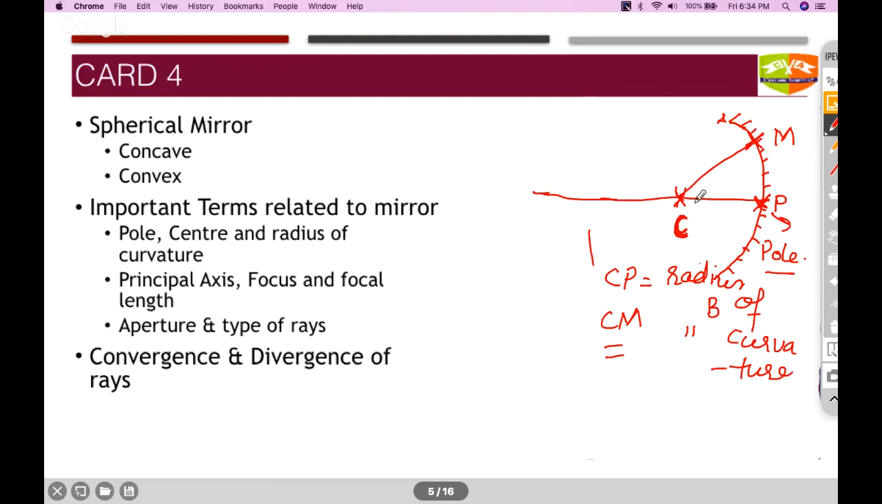Now, what is the principal axis? The line joining the center of curvature to the pole is known as the principal axis.